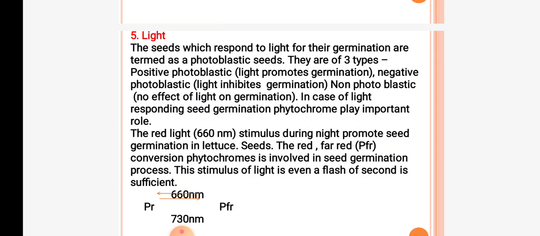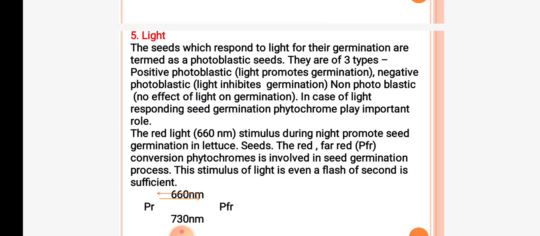The next method is light. The seeds which respond to light for their germination are termed as photoblastic seeds. There is an effect of light on their germination. Like these, seeds are called photoblastic seeds. They are of three types.